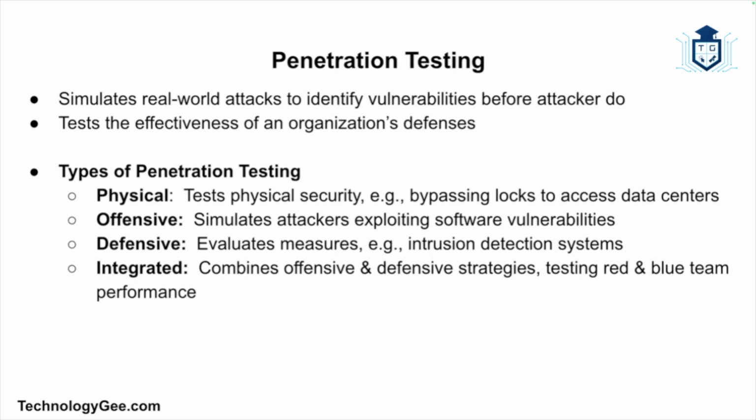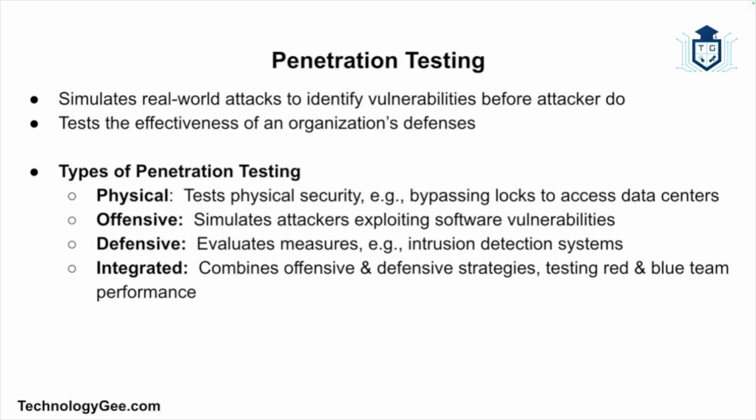The first one we have is called a physical penetration test, and this tests the physical security of facilities. As an example, this could be an attempt to bypass physical locks or access control tools to enter a data center. Then we have what is called offensive penetration testing, and this simulates a real attacker's approach to compromise systems. An example of this would be exploiting software vulnerabilities to gain unauthorized access.